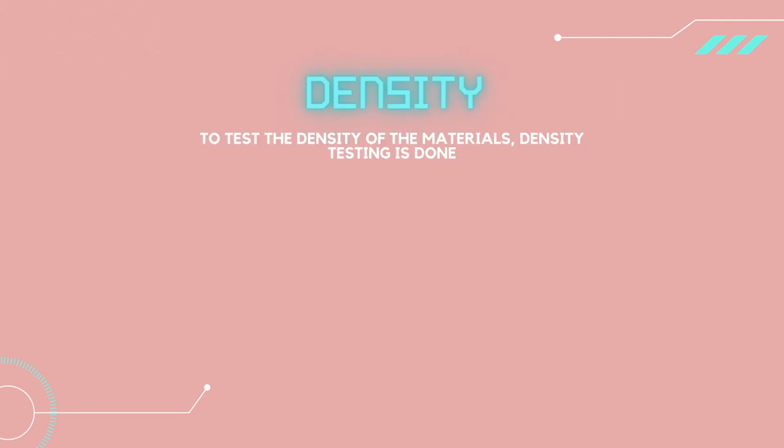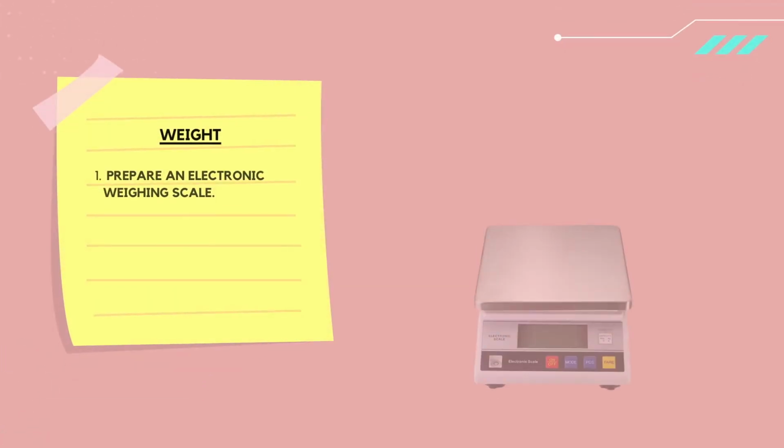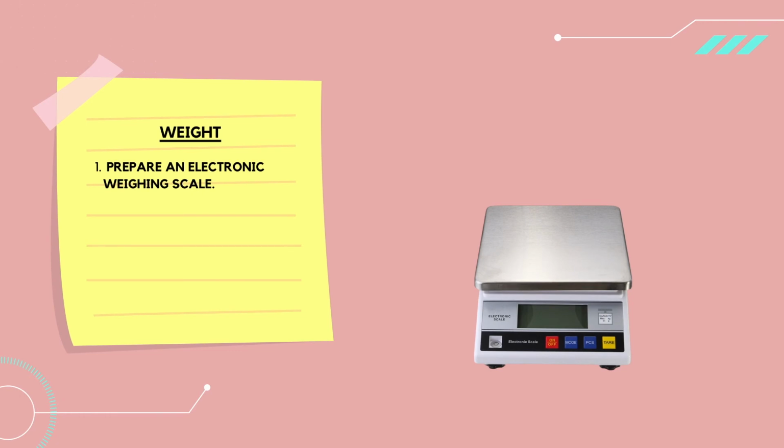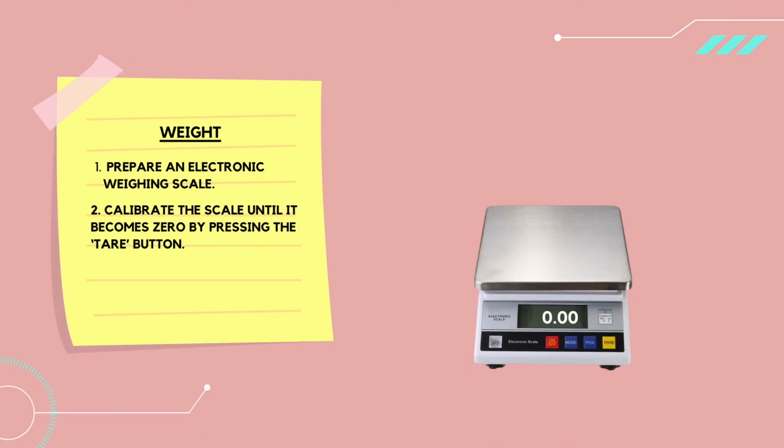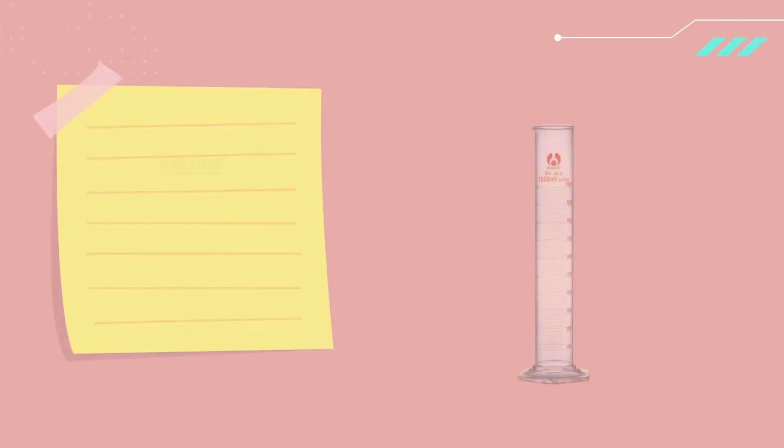To test the density of the materials, density testing is done. Density of the materials can be calculated by using the formula density equals mass over volume. The mass can be obtained by following these steps. First, prepare an electronic weighing scale. Second, calibrate the scale until it becomes 0 by pressing the tare button. Third, place the metal on the weighing scale. Fourth, record the mass. Fifth, repeat steps 2 to 4. Lastly, record the average mass in grams.